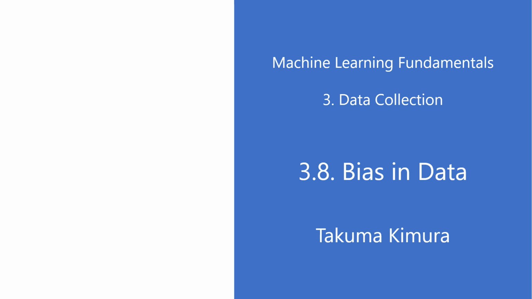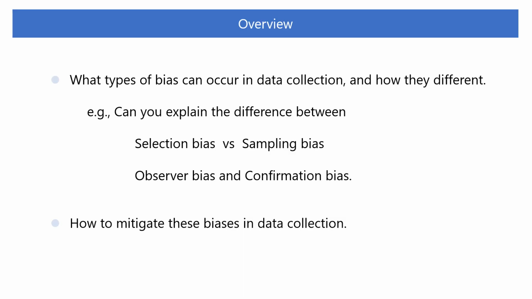Chapter 3, Section 8, Bias in Data. In this section, you will learn what types of bias can occur in data collection and how they are different. For example, what are the differences between selection bias and sampling bias, and between observer bias and confirmation bias. You will also learn how to mitigate these biases in data collection.